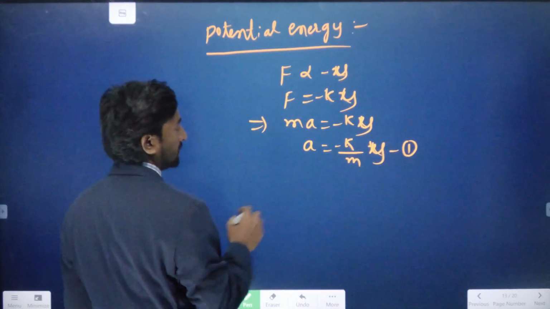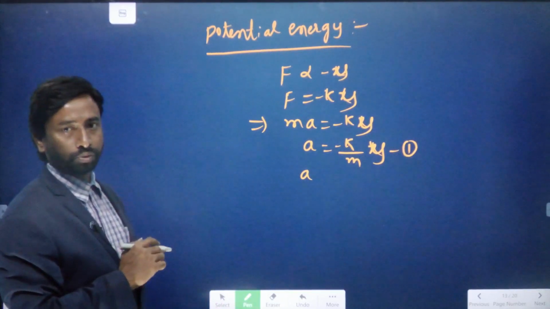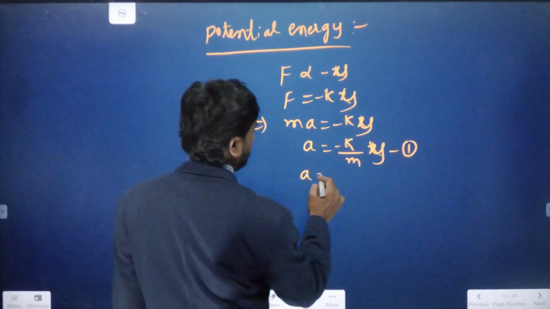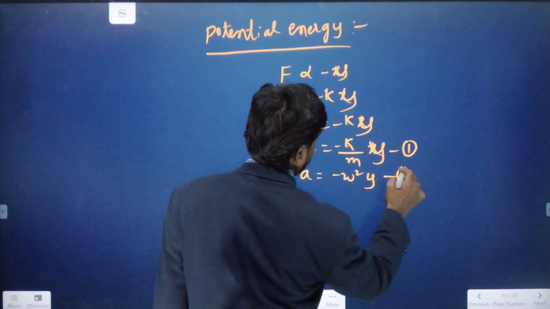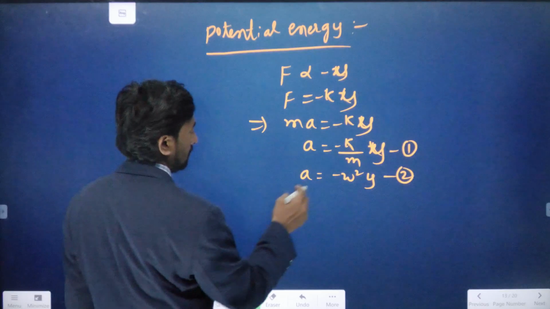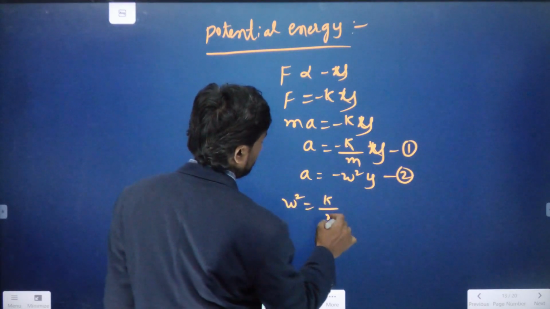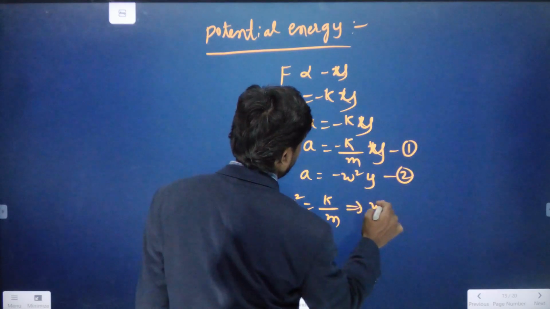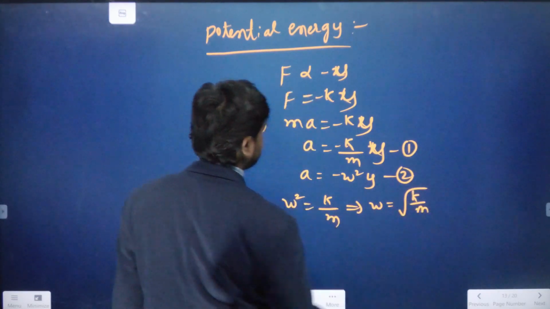Now compare with the acceleration equation of a simple harmonic motion. We get a is equal to minus omega square into y. If we compare these two equations, we get omega square is equal to k by m. So from this, omega is equal to the square root of k by m.